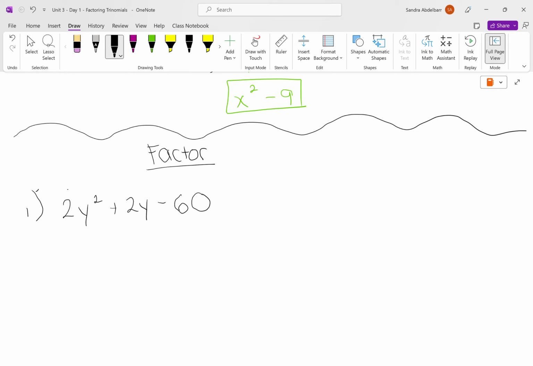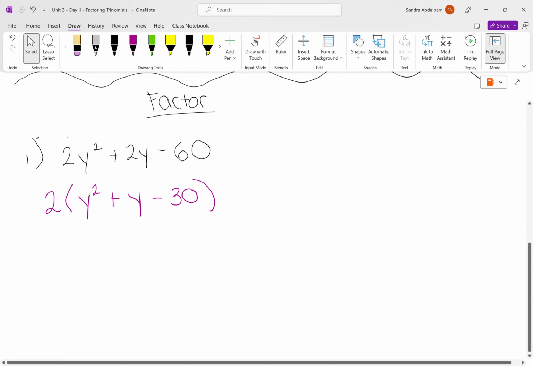So looking at this, is there a GCF here? Is there a number that's in every single term? Yeah, what's that number? 2. If that number was just in 2 out of 3 of the terms, could I pull it out? No. Can it be a variable that's a GCF? Absolutely. Can it be a number and a variable? Absolutely. So we're going to pull out that 2. So then we are y squared plus y minus 30.